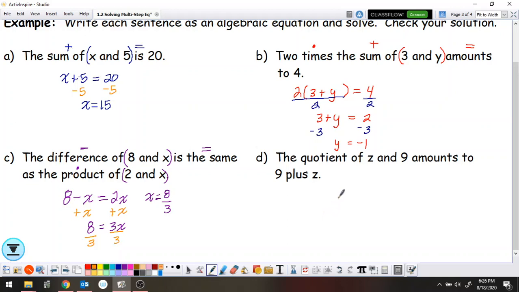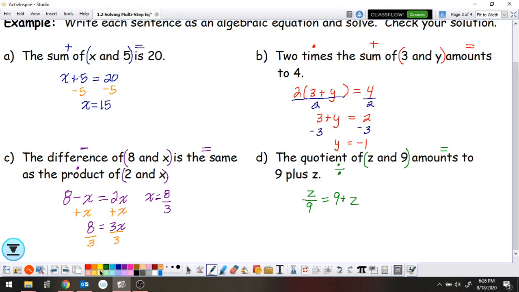The quotient of z and 9. Quotient, that is division. Now I'm going to use probably the familiar division symbol to you, the bar with the 2 dots, but that's not how I'm going to write it in my equation. In the equation, I'm actually going to write it as a fraction. And just like with division, because z comes before 9 in this sentence, z is written in the numerator of this fraction. So the quotient of z and 9 amounts to, and we stated earlier, that's equals 9 plus z.